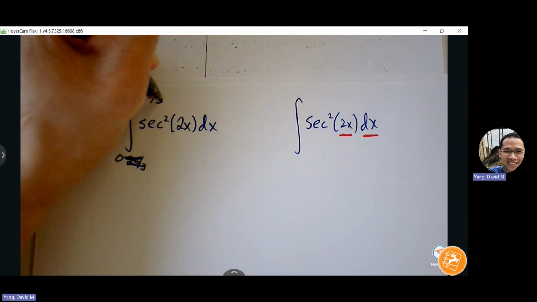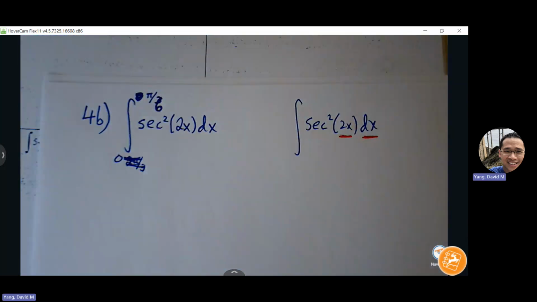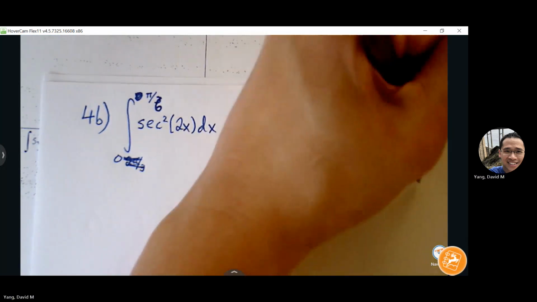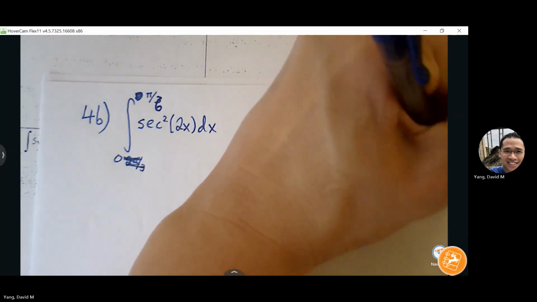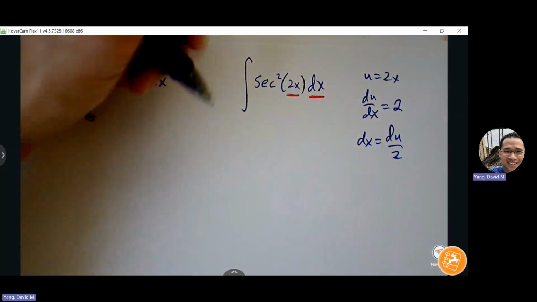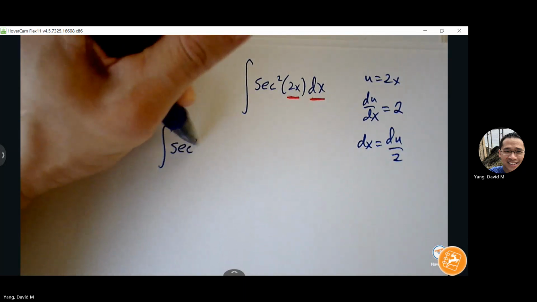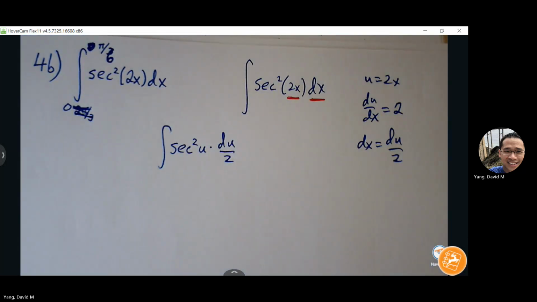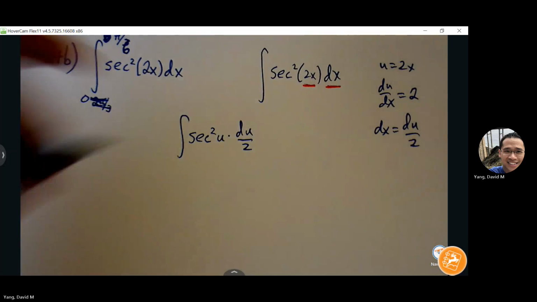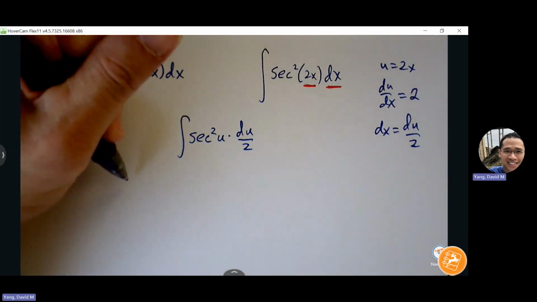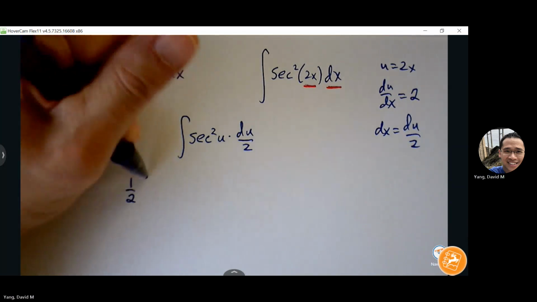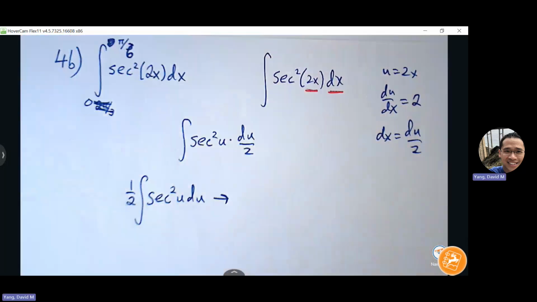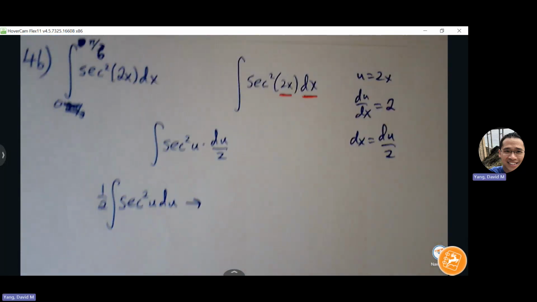All right, let me change this again and make it pi over 6. Okay, yeah, so u equals 2x. We clean everything up to get it ready. Okay, where can I put that 2? Outside as 1/2. Okay, we're ready for our rule. What's the integral of secant squared?